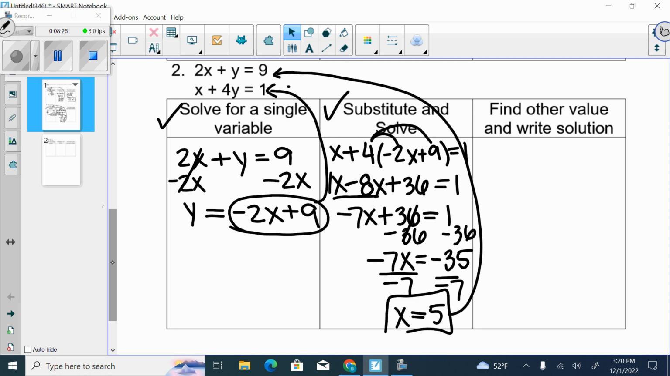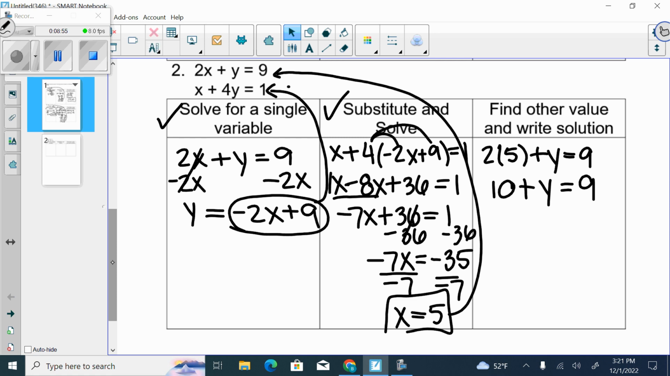So I'm going to have 2 times x. What did we say we can replace x with now? 5, plus y equals 9. Okay? So what are we going to do first here? What is 2 times 5? Good. So we got 10 plus y equals 9.